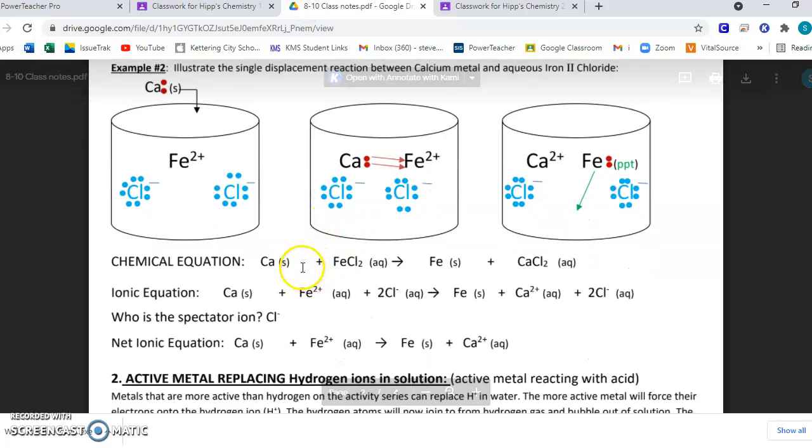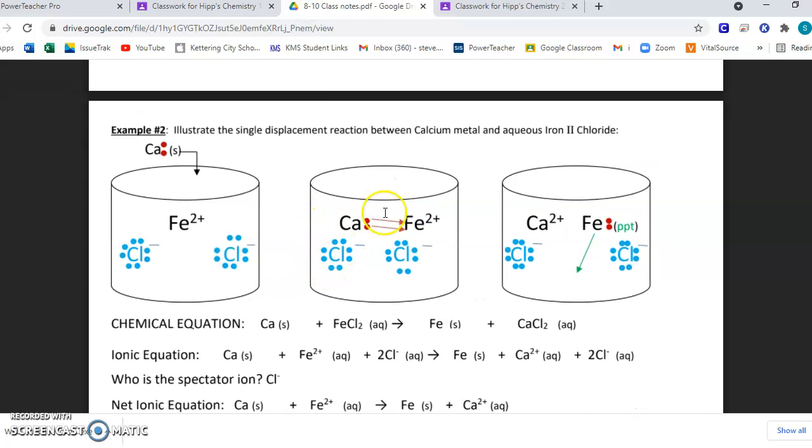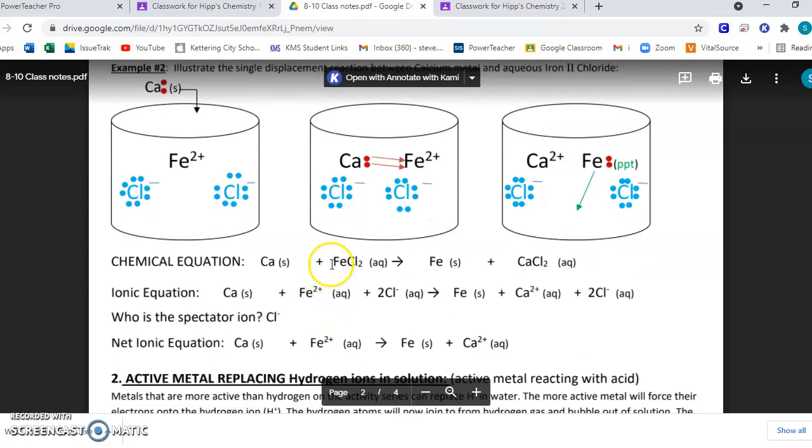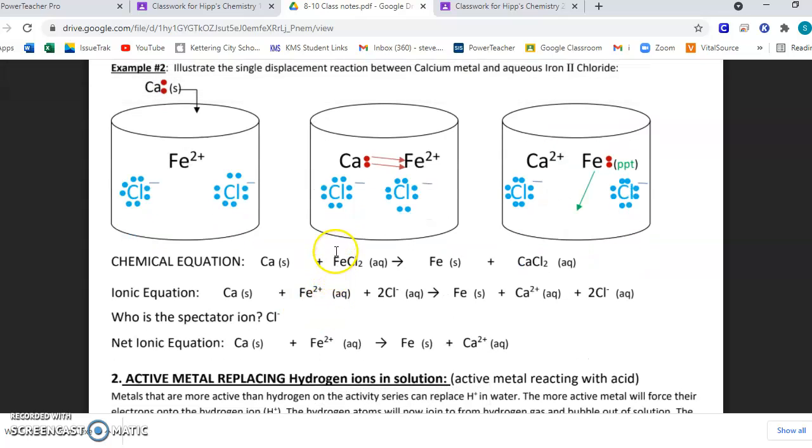So let's write the chemical equation. Here's calcium. We're supposed to look at iron 2 chloride. Iron 2 chloride is when iron is 2 plus. Chloride is a halogen. It is an element that is in family Roman 7, so it becomes 1 minus. So we have the 1 minus chloride, we have the 2 plus iron, crisscross the charges, we have FeCl2.